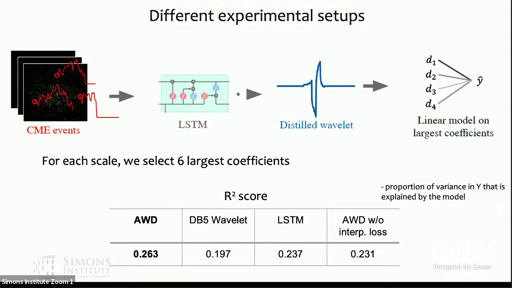So we basically borrowed the idea of AWD from cosmology to this problem. And here it's R squared, where you want it to be high. It's like a proportion, like variance explained. Again, if you use wavelets directly on the time series data, you get 0.2. LSTM gets a better result, 0.23. AWD gives you 0.26, so it's about a 10 to 15% increase in performance. And if you don't use the interpretation loss, you don't do as well as using the interpretation loss, which says that LSTM does help in this case as well.